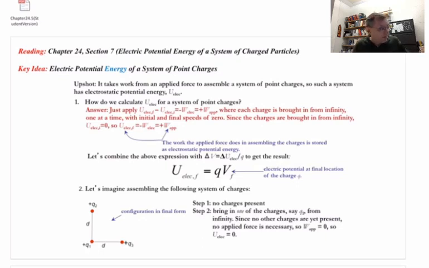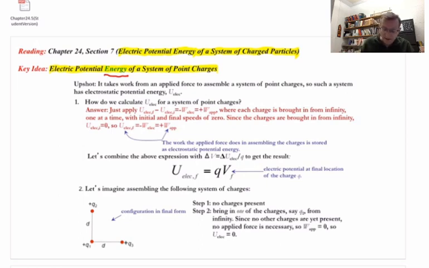This is video lecture 24.4, and we're going to study section 7 in chapter 24, where we're going to talk about the electrical potential energy of a system of charged particles. Okay? Electric potential energy of a system of charged particles. Energy. Not electric potential. It's so easy to get those ideas confused.